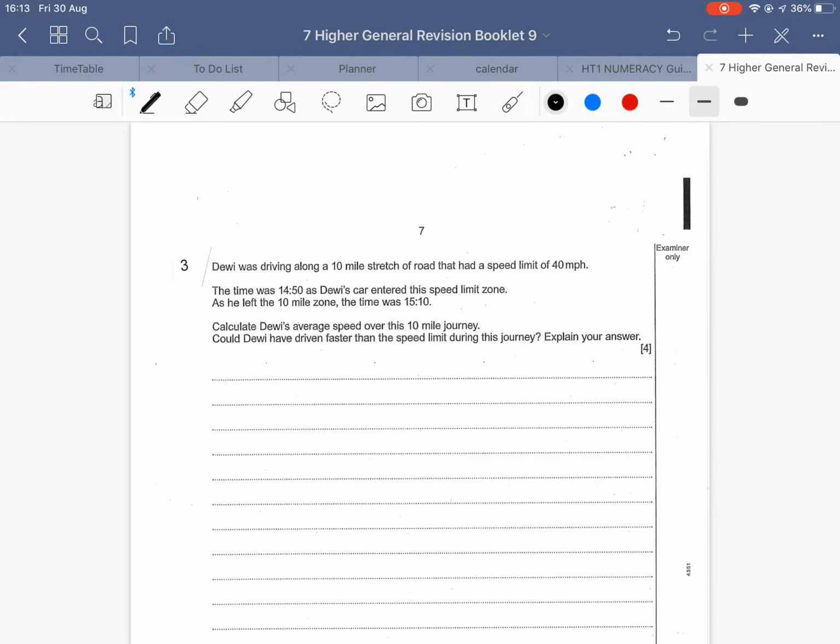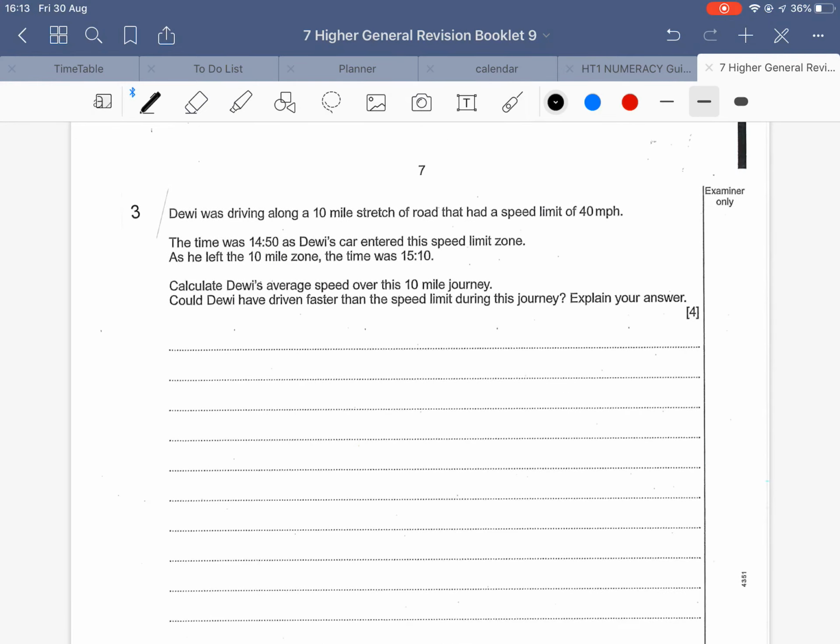Question 3. Dwight was driving along a 10-mile stretch of road that has a speed limit of 40 miles per hour. The time was 14:50 as Dwight's car entered the speed limit zone. As he left the 10-mile zone, the time was 15:10. Calculate Dwight's average speed over this 10-mile journey. So speed is distance over time.